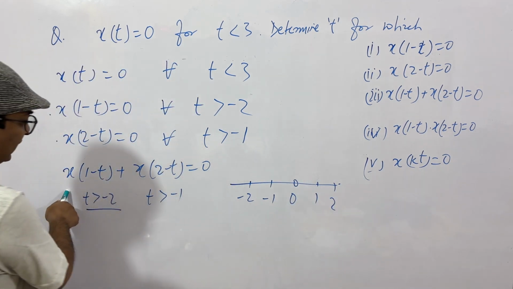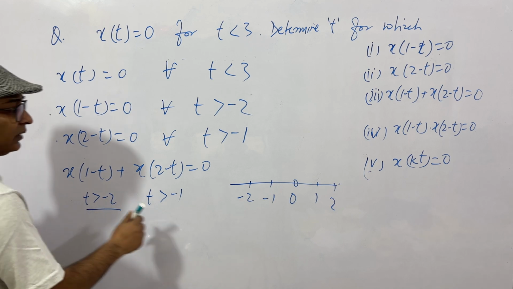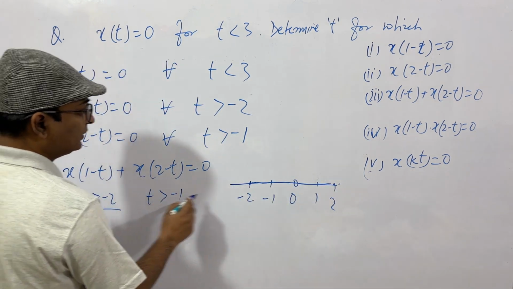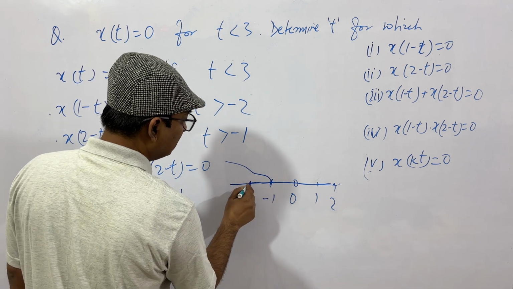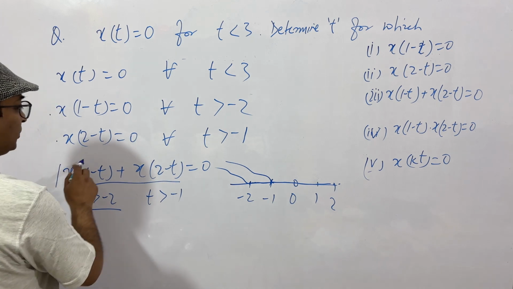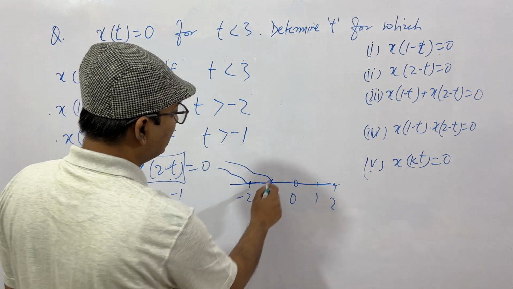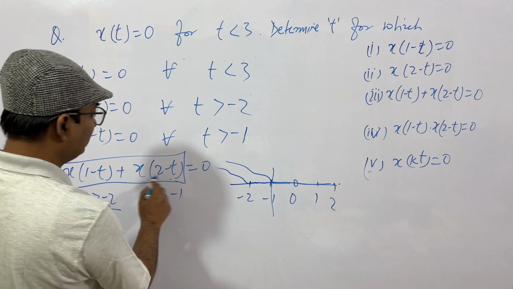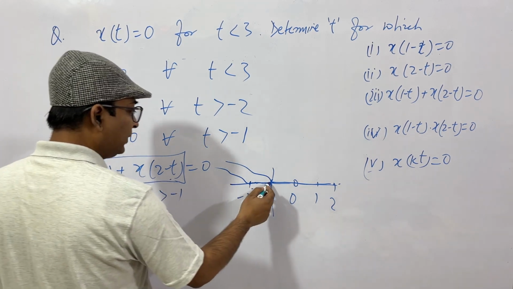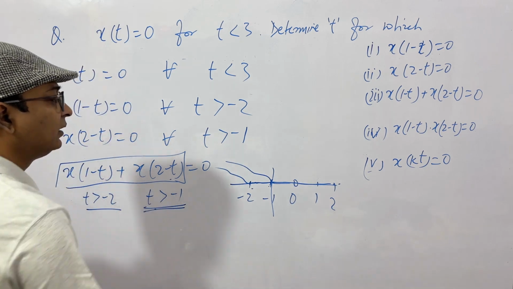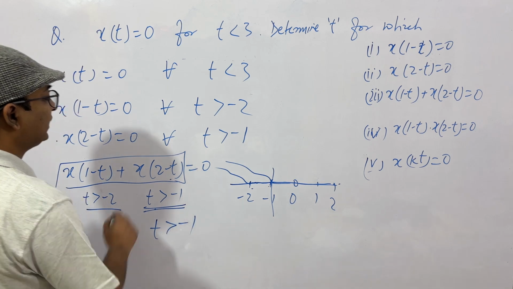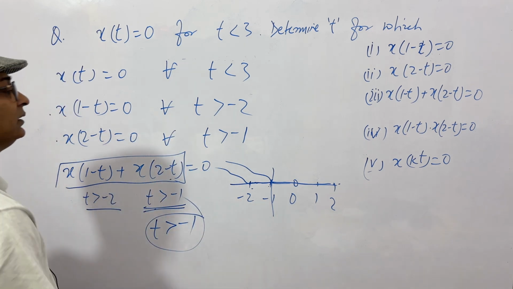Now this x1(-t) signal is 0 for t greater than -2, and this other signal is 0 after this point. It is like this and this is like this. We have to see where this plus this combined signal is 0. Obviously after this point the combined signal is 0. Between -1 and -2, we will have some values, but after -1, this plus this will be 0 undoubtedly. So the answer will be t greater than -1. For t greater than -1, this combined signal will be 0.